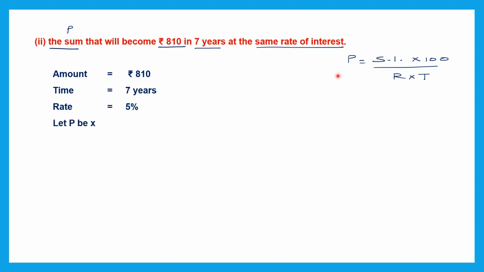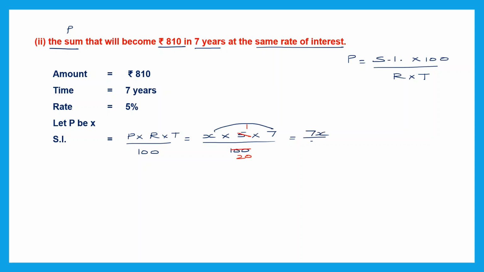So before that, let's consider P to be x, and now we're going to find simple interest using the formula PRT by 100, that is P into R into T divided by 100. So P here we set to be x, then R is 5%, then T the time is 7, and then here we have 100. Now let's cancel. I can cancel 5 and 100. 5 ones are 5. 5 into 20 is 100. So what do I have now here? In the numerator, I have x into 7, which is 7x by 20. So simple interest is 7x by 20.